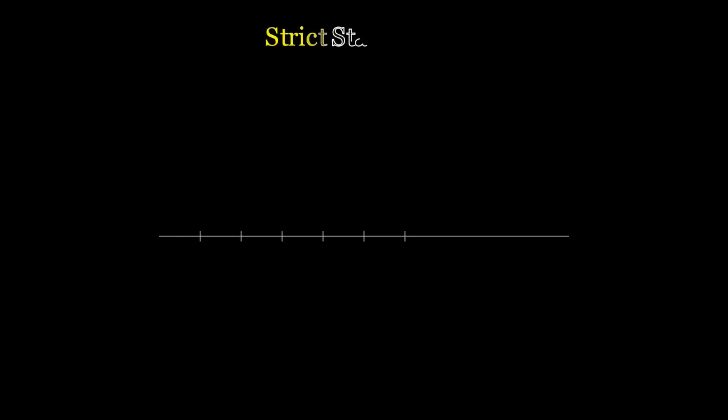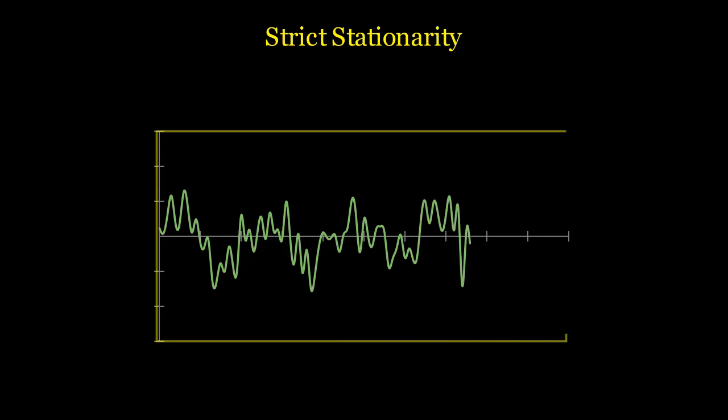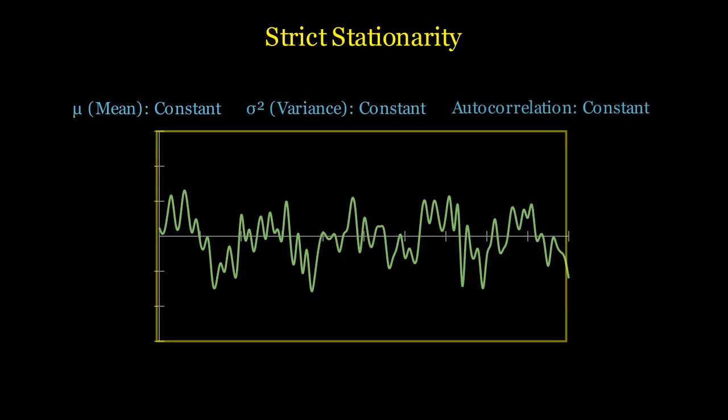Imagine a heartbeat monitor in a steady state. In technical terms, a series is strictly stationary if its statistical properties, like mean, variance, and autocorrelation, are constant over time. Think of it like a pendulum swinging within a fixed box. No matter when you look at it, the rules of its movement remain the same.